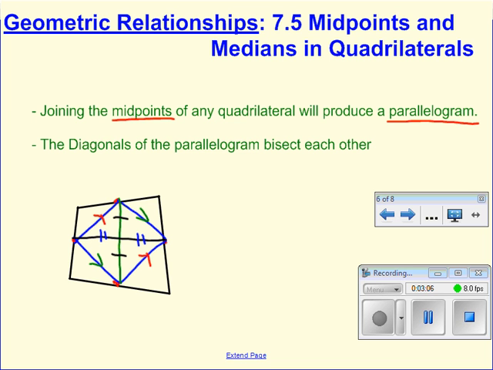When we have a median of a triangle, we know that it will bisect the triangle, and so the area will be bisected. In this case, the diagonals, when they come together, are going to bisect each other, thereby turning them into halves of one another. So these are two more important relationships. These are for quadrilaterals, unlike our triangles. And we know that joining the midpoints of any quadrilateral gives me a parallelogram, and the diagonals of the parallelogram will bisect each other.